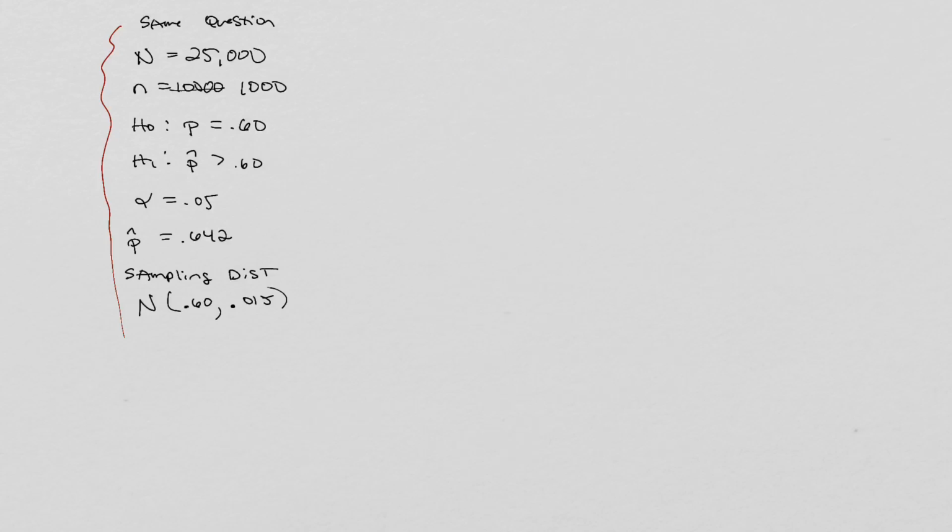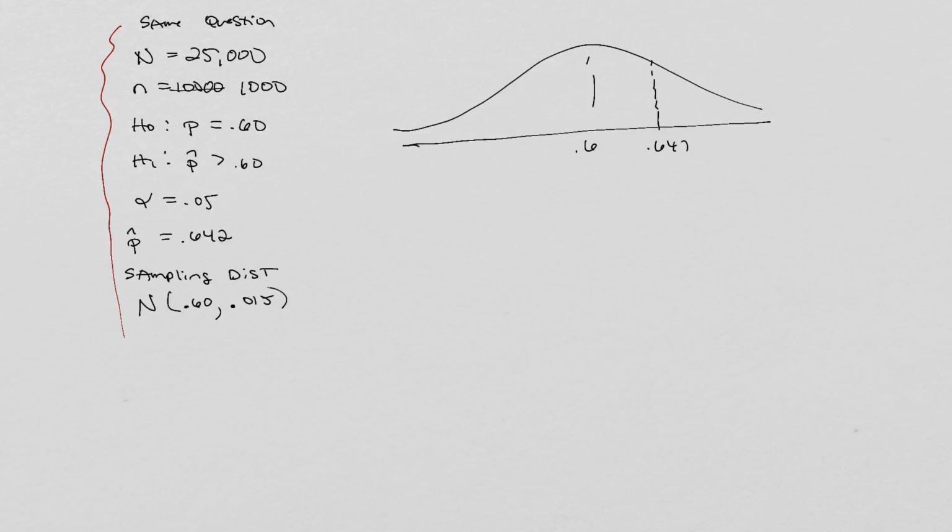All right, so here's my picture. Again, all these samples of size 1,000 have about the normal distribution. The average of all those samples should have a proportion of 0.6. For p hat, we got 0.642 for this one. So for this one-tailed test, I want to find the probability of getting 0.642, this value, and anything more extreme. So it'd be this part right here.